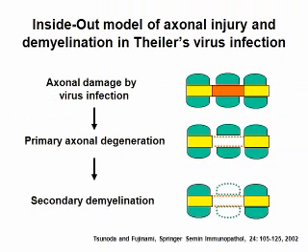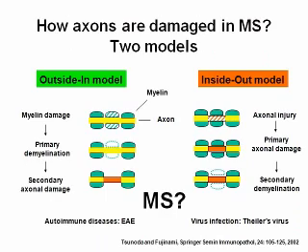Based on the results, I have proposed a new model of lesion development in Theiler's virus infection, the inside-out model. First, axonal damage occurs inside, then demyelination follows. Here, the lesion develops from the inside to the outside. I just proposed that there are two hypotheses for how axons are damaged in MS: the outside-in model for an autoimmune disease, EAE, and the inside-out model for Theiler's virus infection.